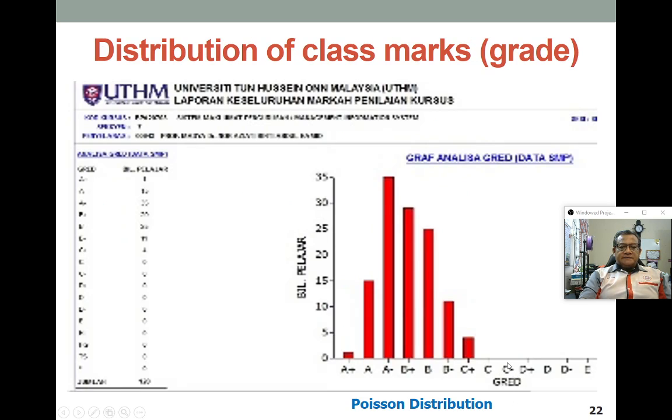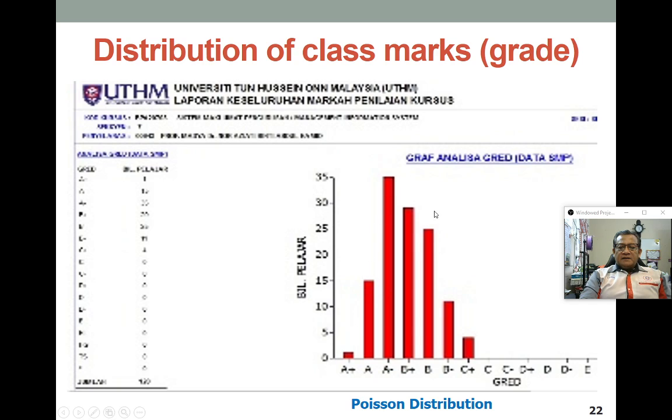Okay, for example, this is a normal Poisson distribution of class mark grades, right? So, for example, this is one subject that displays the grade distribution for students: A plus, A minus, B plus, B minus, C plus, and so on.